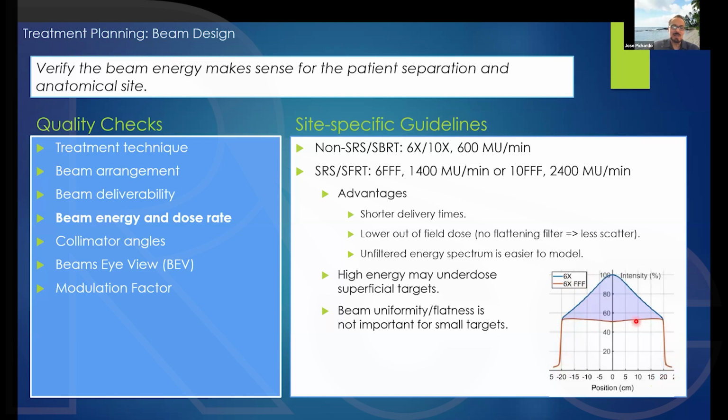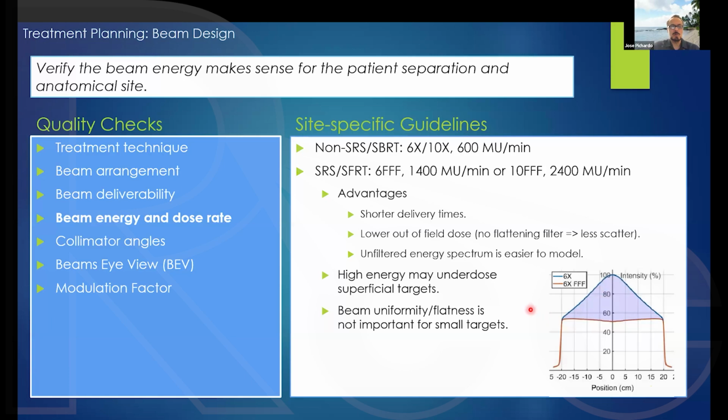Sorry, guys. So the flat filter is for the 6X. The blue is for the filter free. I'm going to have to correct that in the next slide. And you see that it's not a flat profile, right? So you have to be careful about that.